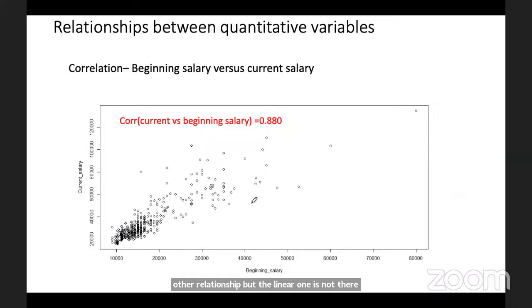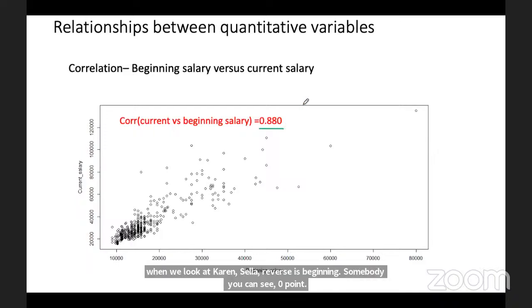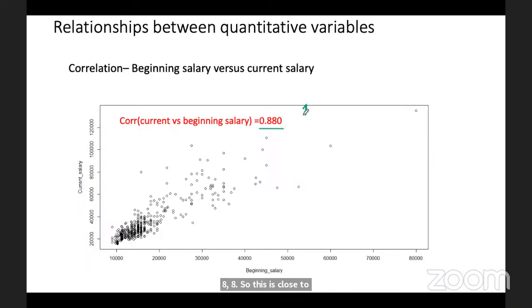So when we look at current salary versus beginning salary, you can see 0.88. This is close to +1. That means there's a strong positive relationship between the beginning salary and your current salary. That means if you start low, you'll also be earning low. The higher you start, the higher your next salary will be. So that is a positive trend going in that direction.